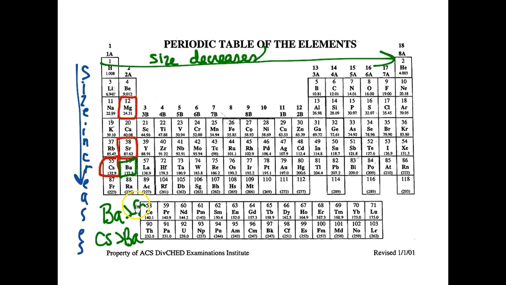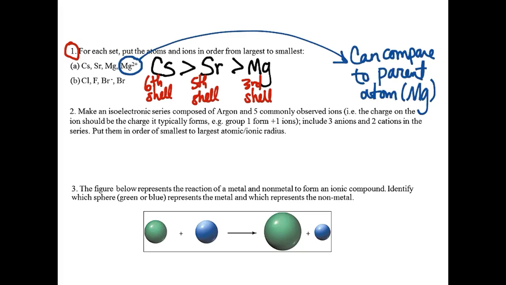If you know barium is greater in size than strontium, and you know that cesium is greater in size than barium, then you know for sure that cesium is larger than strontium. So you might have to put some things together that you know here to get the final answer, right? It's kind of like a puzzle.